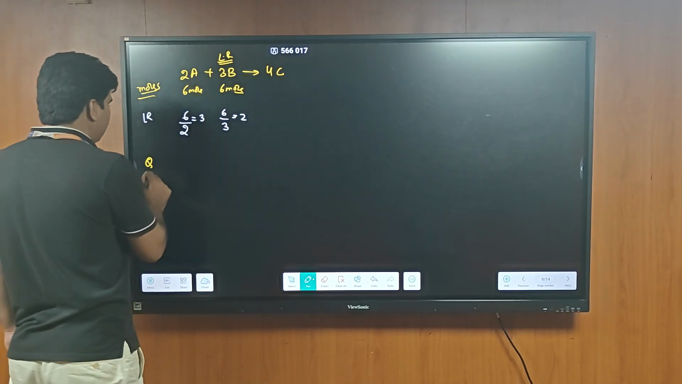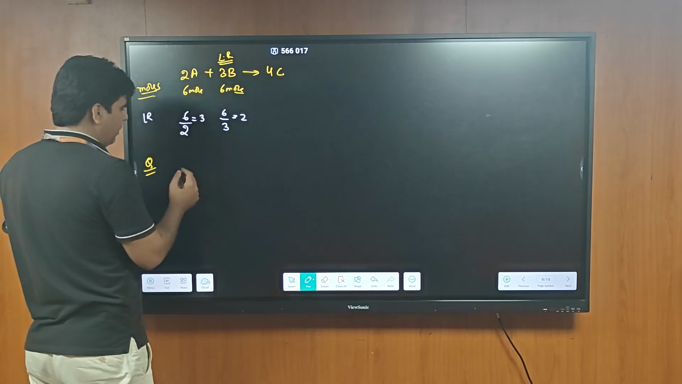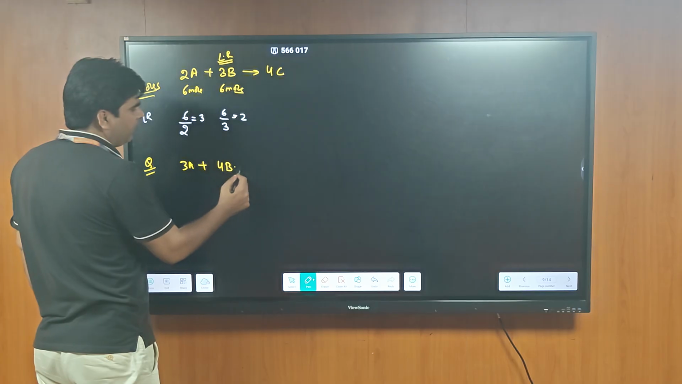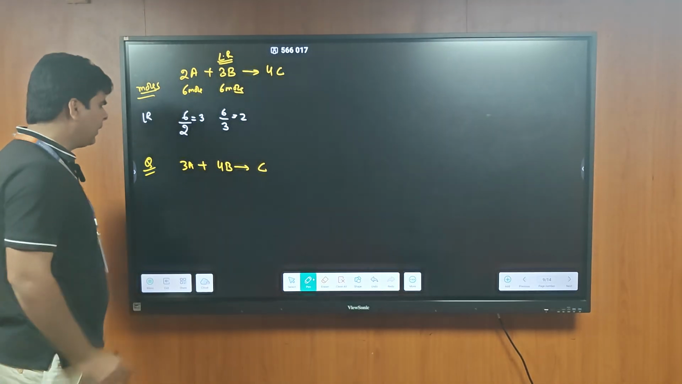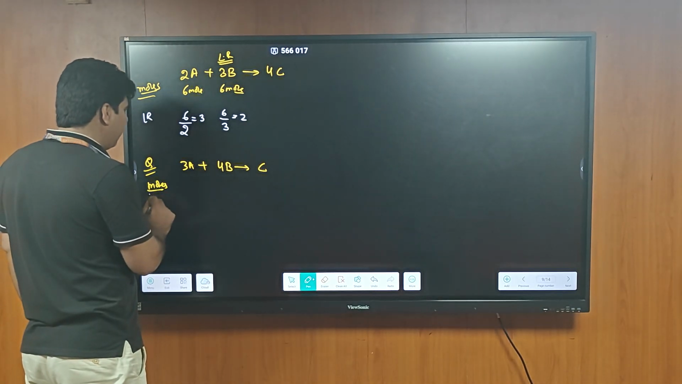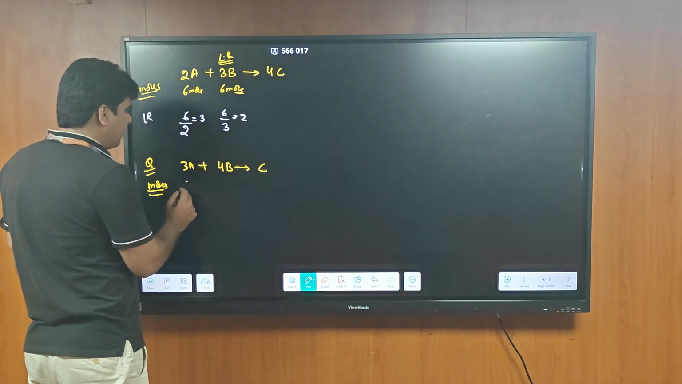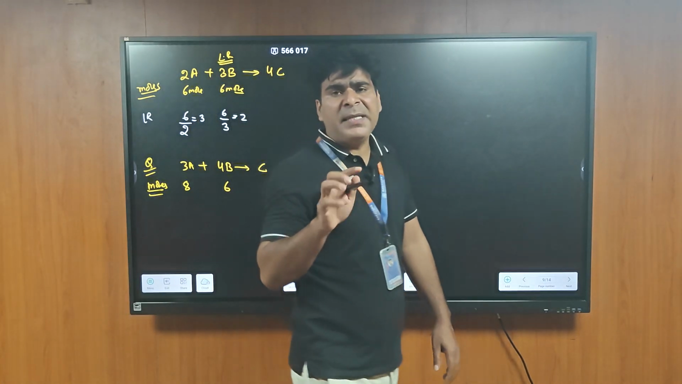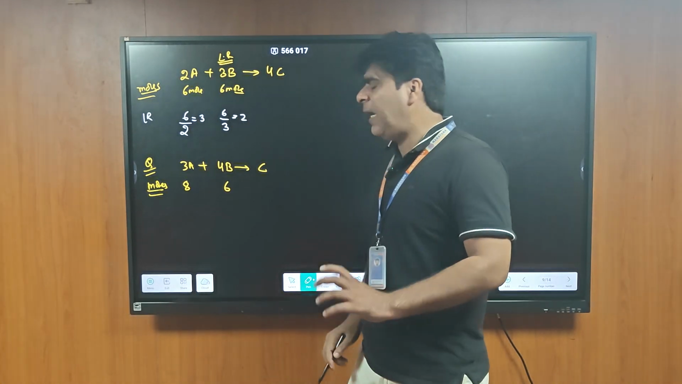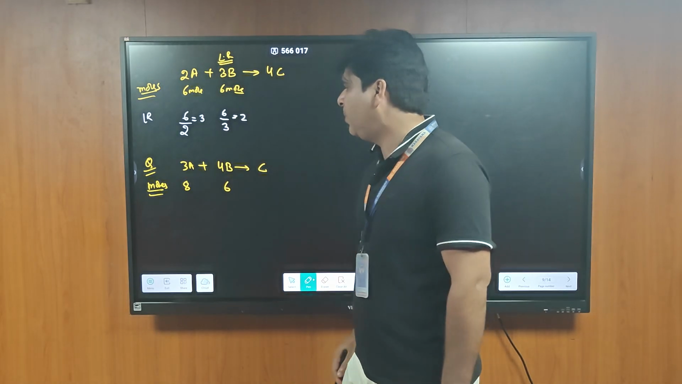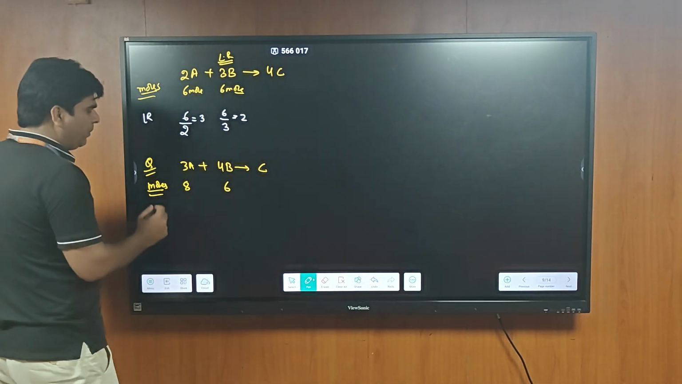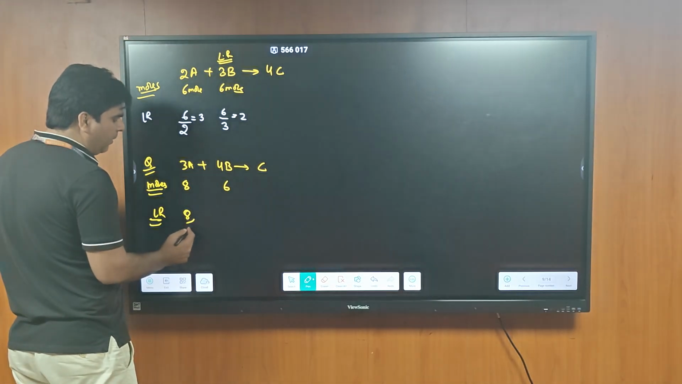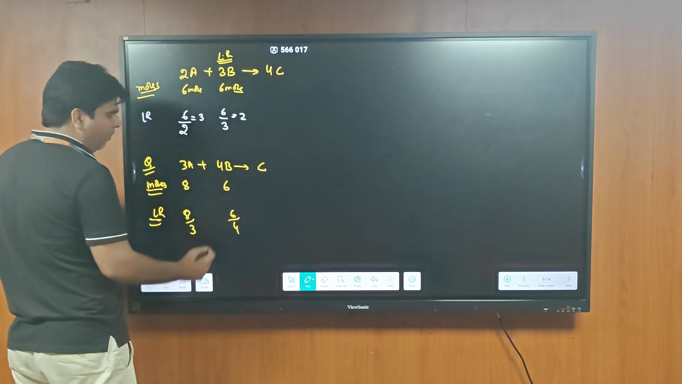Now again, a second question, we can take anything: 3A plus 4B giving C. Let's consider here 8 moles are given and here 6 moles are given. So directly by seeing moles we cannot say that B is LR. We'll have to first divide moles by the stoichiometric coefficient. Then what will it be? 8 by 3, and this will be 6 by 4.